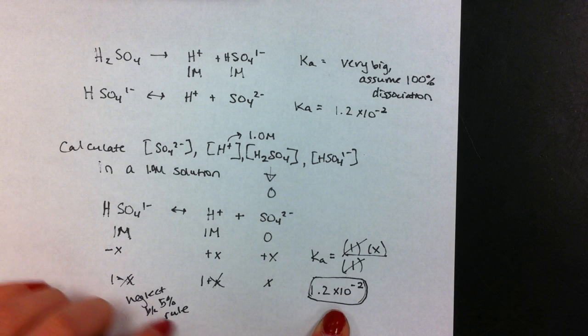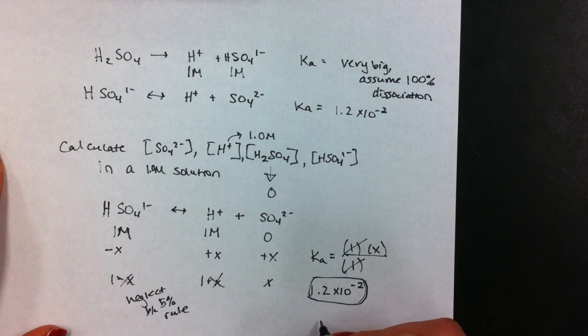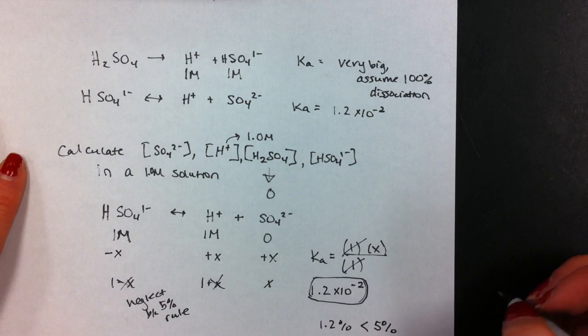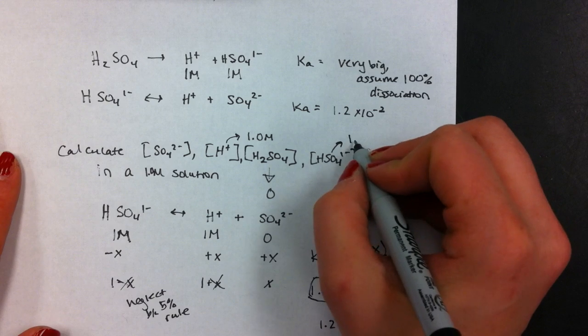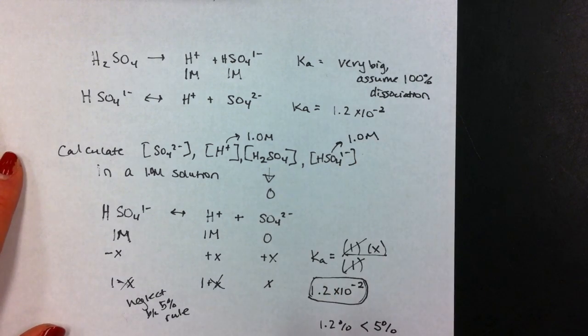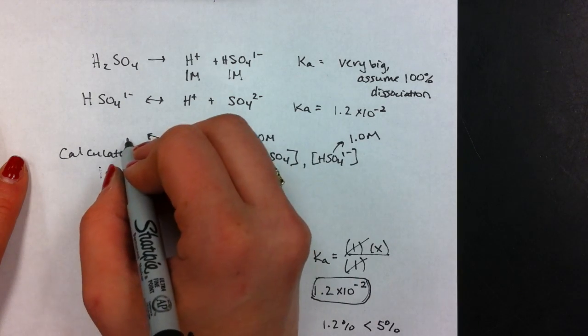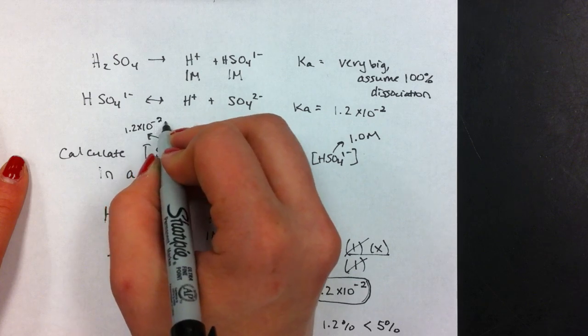And if we check, that number would correspond to 1.2%, which is less than 5% of 1. So it's safe to make that assumption. So that means that the concentration of the HSO4 1 minus is 1.0 molar also, and the SO4 2 minus is 1.2 times 10 to the negative second molar.